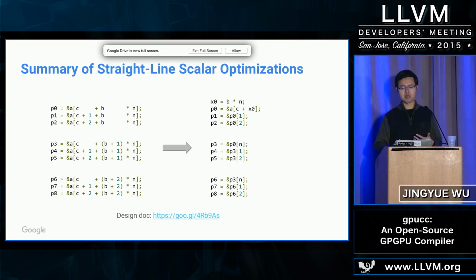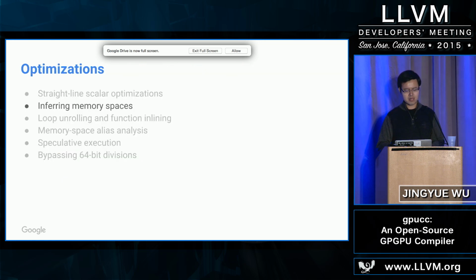For example, how do you deal with integer extensions, sign extensions, and how do you make these algorithms very efficient, running in linear time, for example. I wrote a design doc on all these optimizations, and you can take a look at all these details. So the next optimization I'm going to talk about is inferring memory spaces.